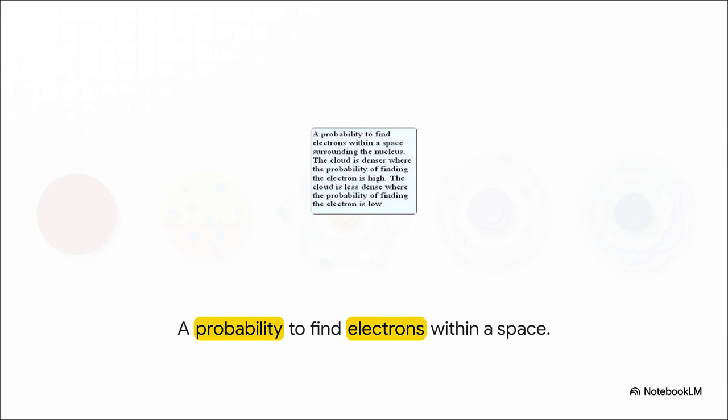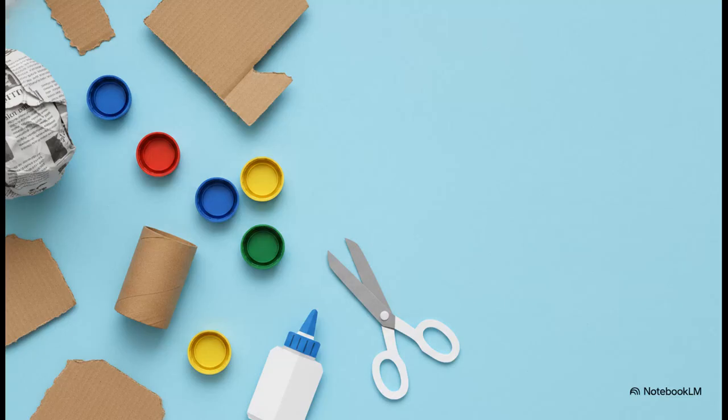Where the cloud is completely dense and dark, the chance of finding an electron is very high. Where the cloud is less dense, well, the probability of finding that electron drops off. It's mysterious, it's mathematical, and it's the absolute foundation of how we understand atoms today. Let's move on and see how this builds in the real world.